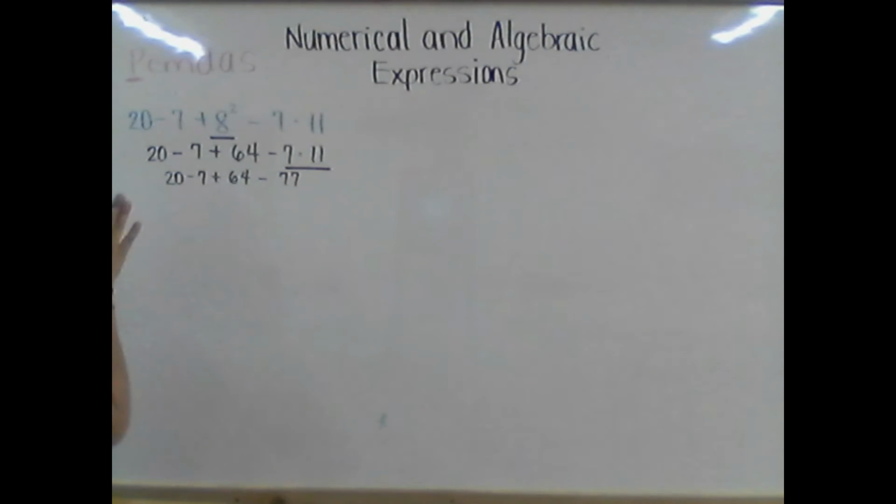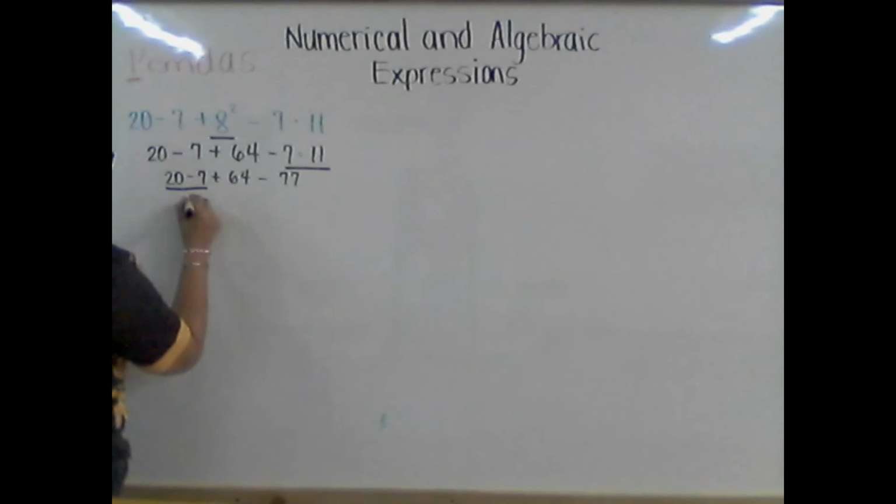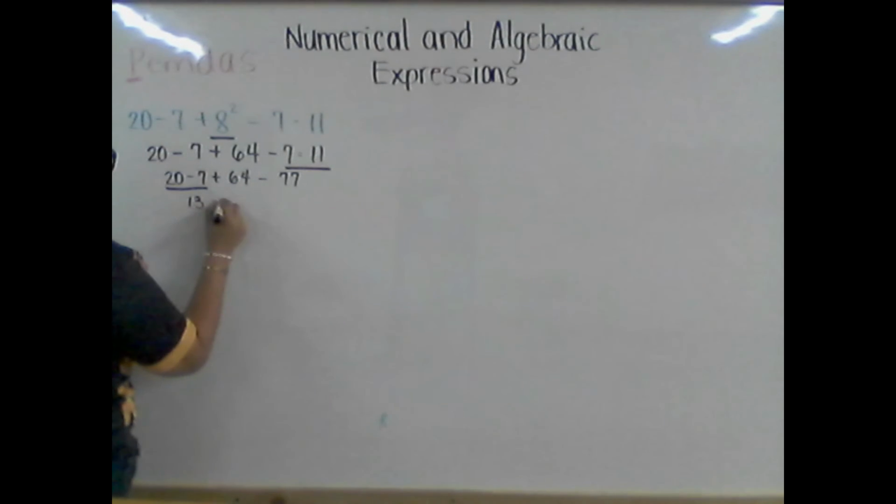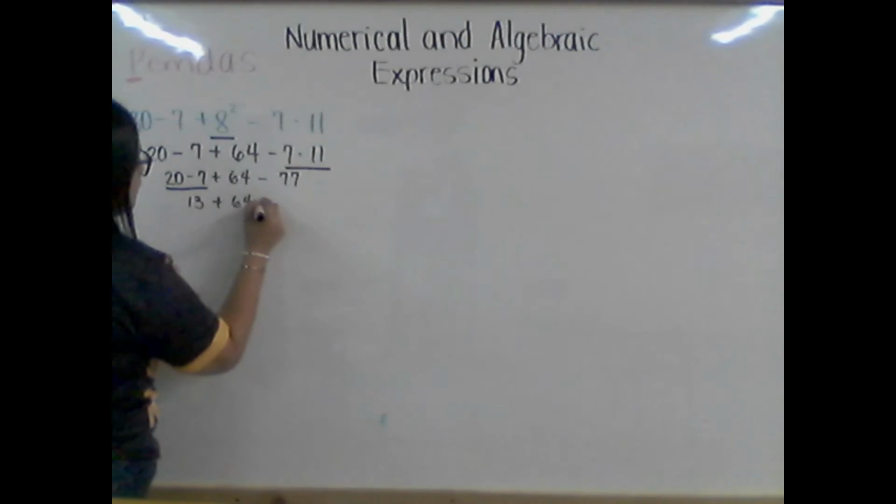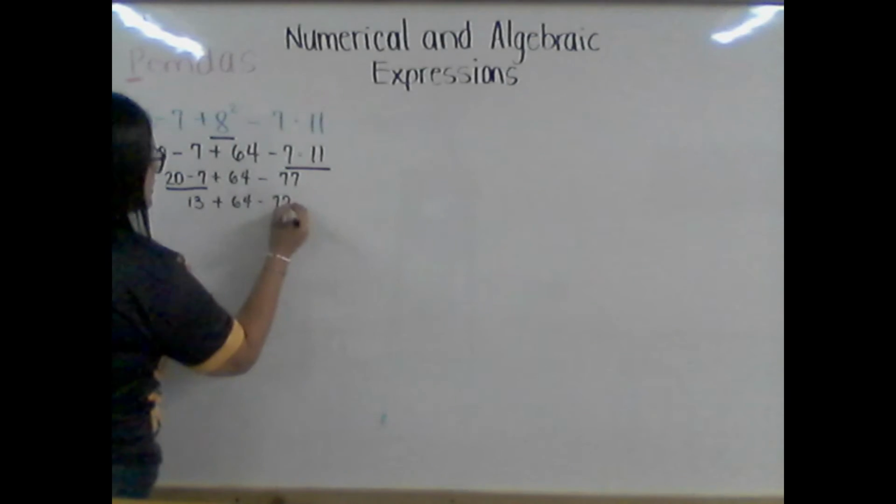There were no exponents, multiplication or division. Now we have addition or subtraction, whichever we find first from left to right. So there is a subtraction right here. 20 minus 7 is 13. And we copy everything else, plus 64 minus 77.